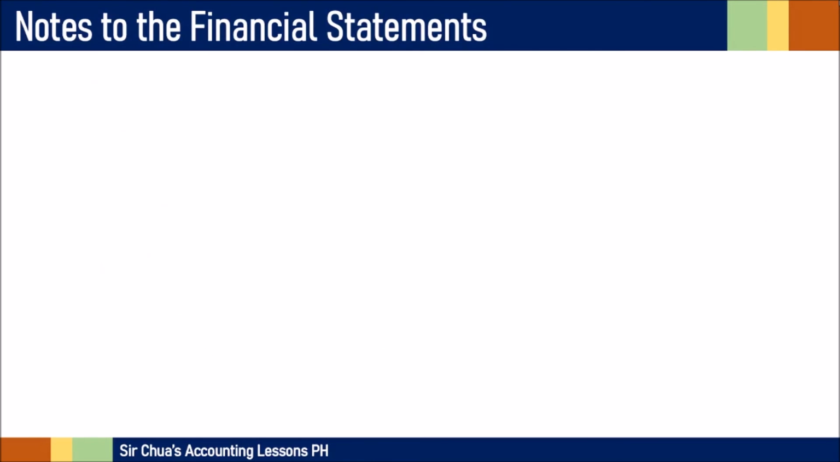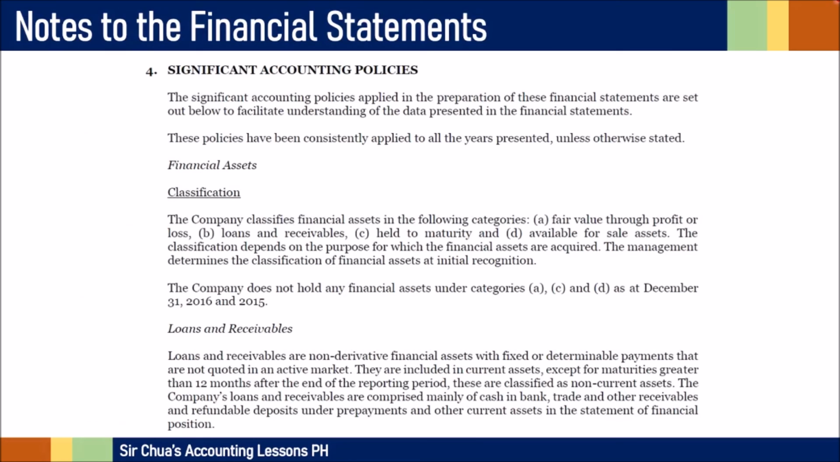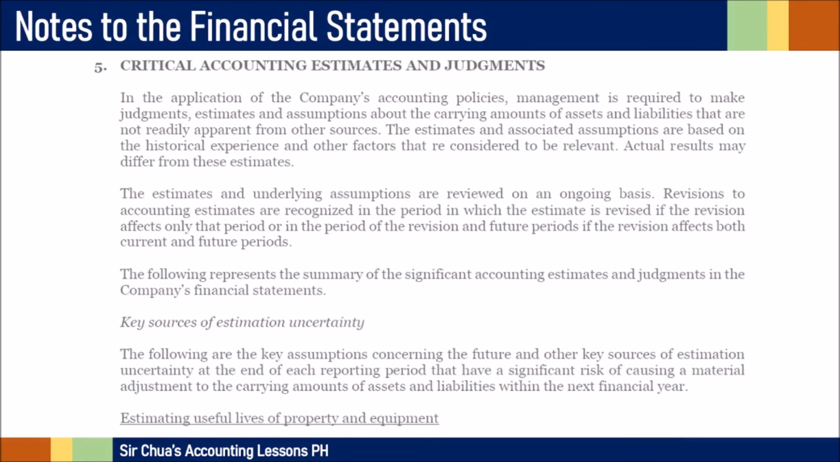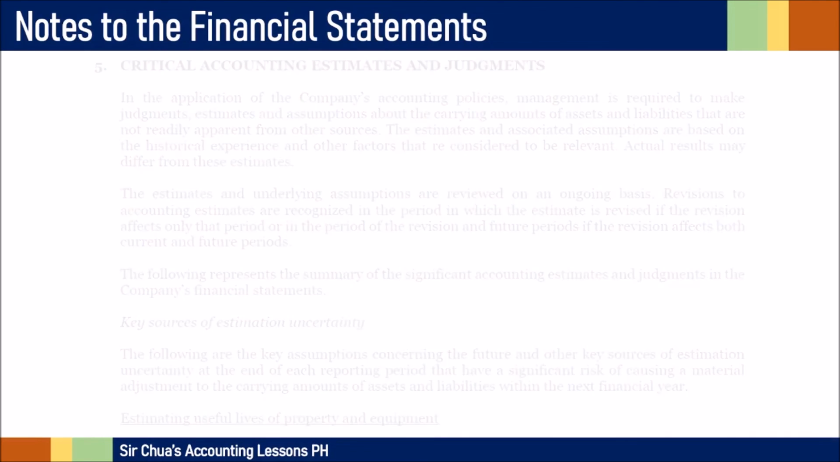Okay? And then the notes should also present any adoption of new and revised accounting standards, because those are disclosures of the accounting policies that you used, and also you will be summarizing the significant accounting policies that are being applied in the entity. And then you also present any critical accounting estimates and judgments. So a while ago, I told you that whenever there are judgments and estimations that the company has made during the period, then they should also be able to disclose that in the notes to FS.